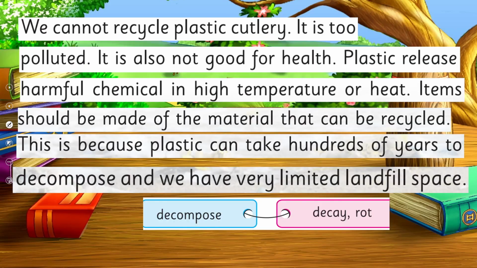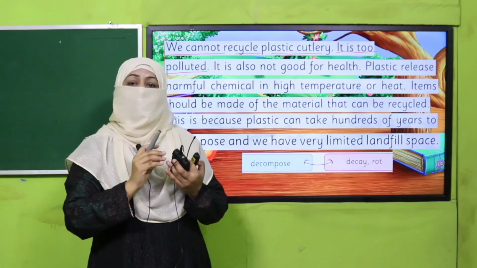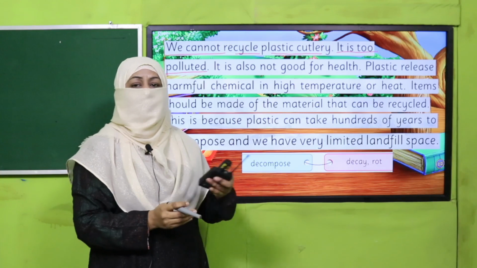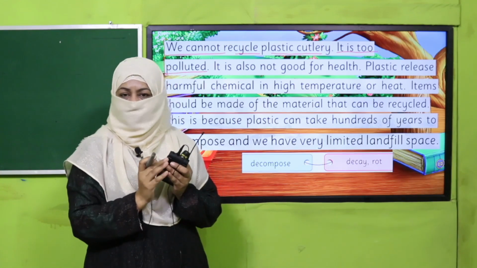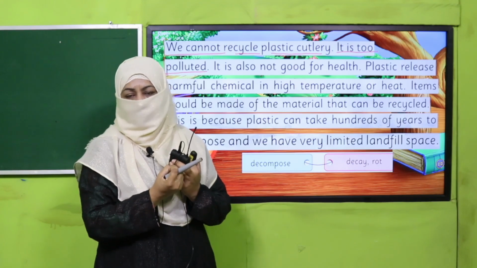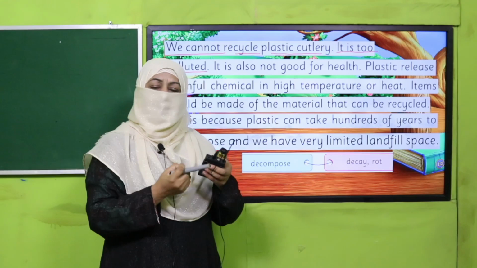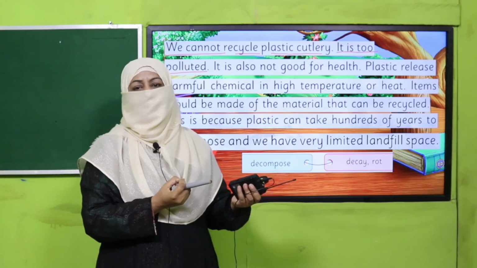So let's see. We cannot recycle plastic cutlery. It is too polluted. How do we recycle things? When it comes to plastic cutlery, we just melt it and make it again. So when we melt plastic, it already contains many polluted articles in it, and when you use it again, all the polluted things are with those things.